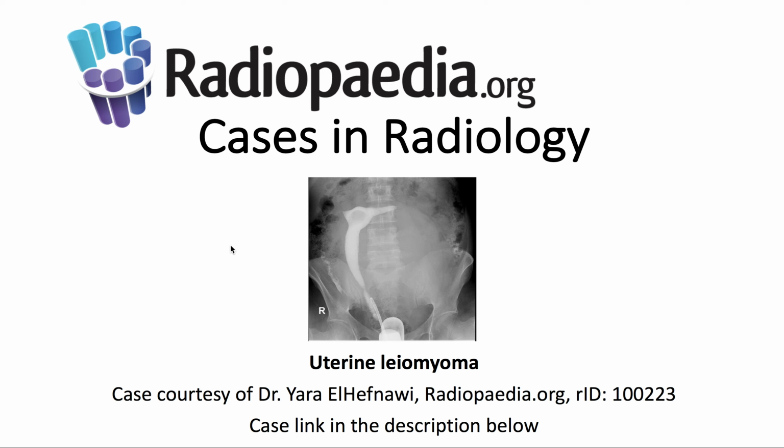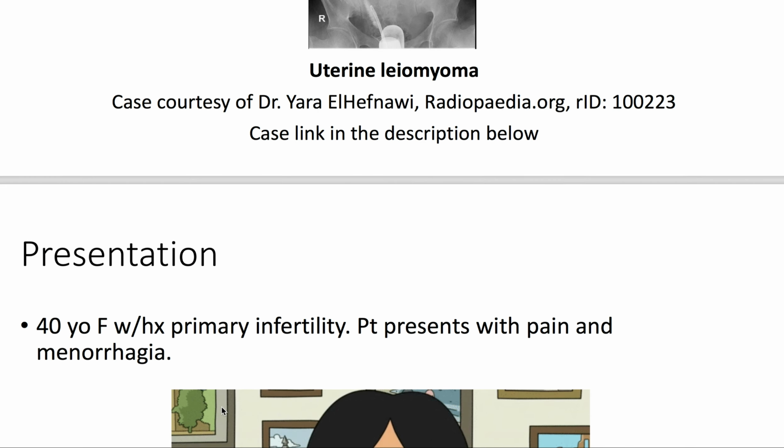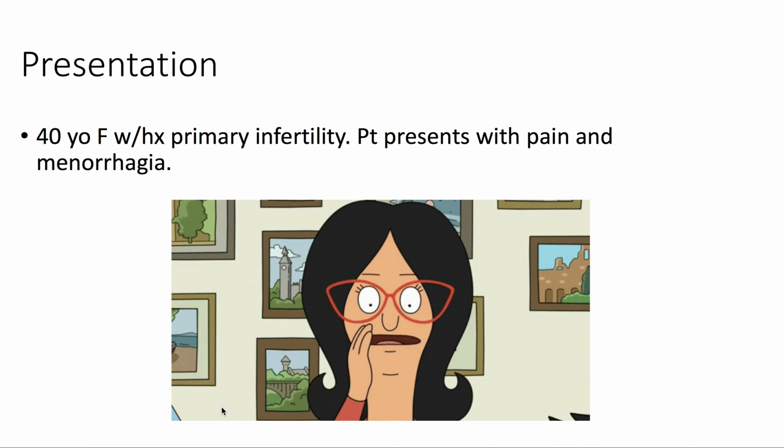I'll be presenting today's Radiopaedia.org case in radiology, uterine leiomyoma. Case courtesy is demonstrated here, and the case link is in the description below. Presentation: we have a 40-year-old female with a history of primary infertility who presents with pain and menorrhagia.